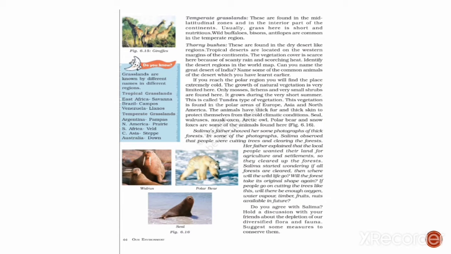Next comes temperate grassland. They are in the mid-latitudinal zone and in the interior part of continents. These grasslands are short and very nutritious. Some commonly seen animals in the temperate grassland region are wild buffalo, bison and antelopes. Like tropical grasslands, temperate grasslands are around the world. The temperate grasslands in Argentina are called pampas, and the ones in North America are called prairies. The one in South Africa is called veld. The one in Central Asia is called steppes, and the one in Australia is called downs.